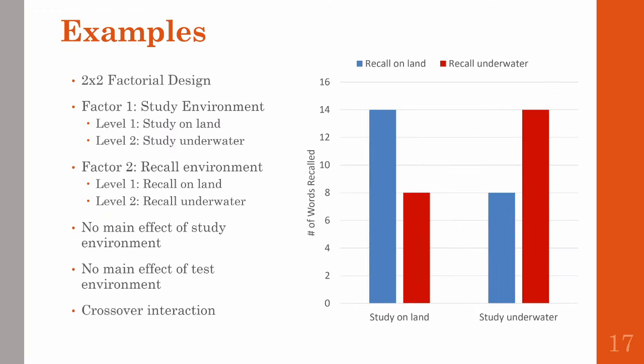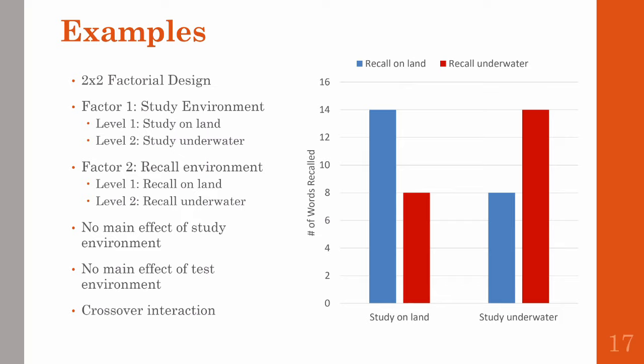Next example, here we have two factors, one being where you study on land or underwater, and then where you take the test on land or underwater. And here we are measuring memory performance, or the number of words recalled. This one is kind of tricky. There are no main effects at all.